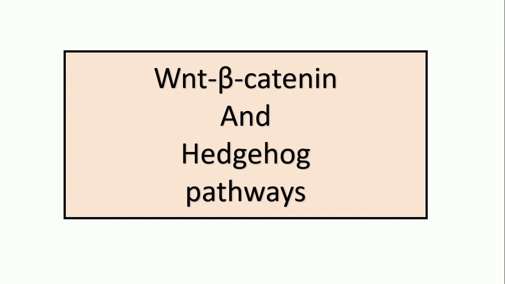Alright, so in this video we are going to talk about two very important signaling pathways. One is the Wnt beta-catenin pathway and the next one is the hedgehog pathway. Now these two pathways are very important in some of the developmental processes, and in the organization of structures in a lot of organisms, for example in Drosophila melanogaster.